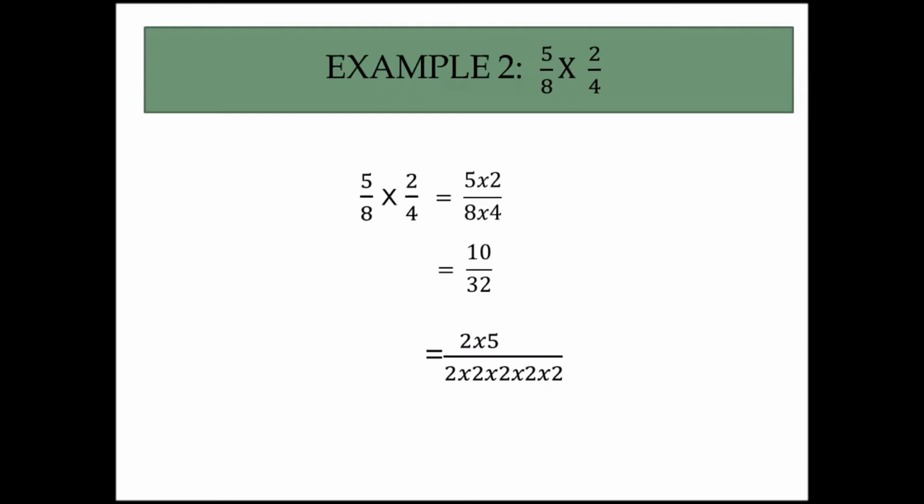Prime factorization of 10 is 2 times 5. Prime factorization of 32 is 2 times 2 times 2 times 2 times 2. So there's one group of 2 right here which will equal 1, and so the final answer comes out to 2 over 16. Okay, now again, same problem right here, but area modeling.